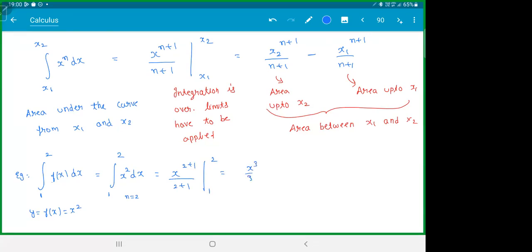So this is x cubed by 3, limits 1 to 2. So first put the value of 2, 2 cubed by 3. Put the value of 1, 1 cubed by 3, and subtract them. That is 7 by 3.